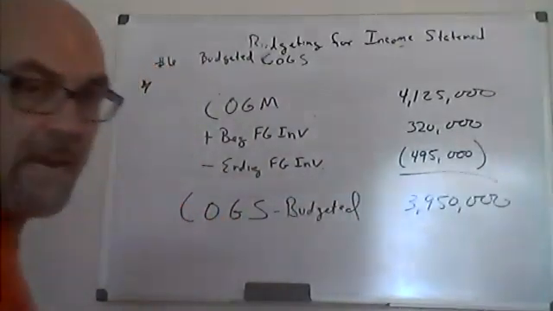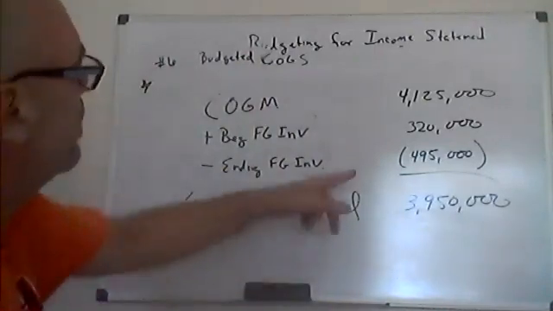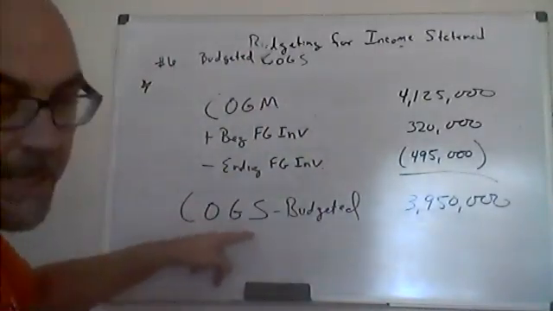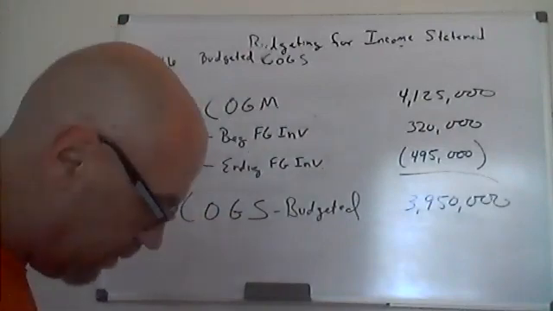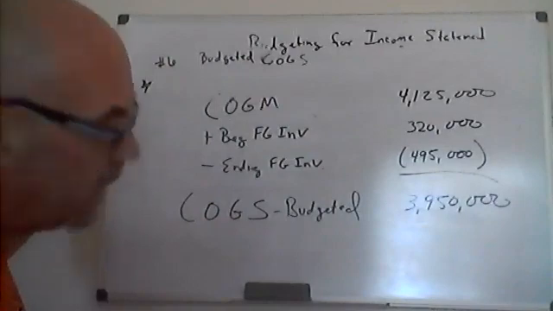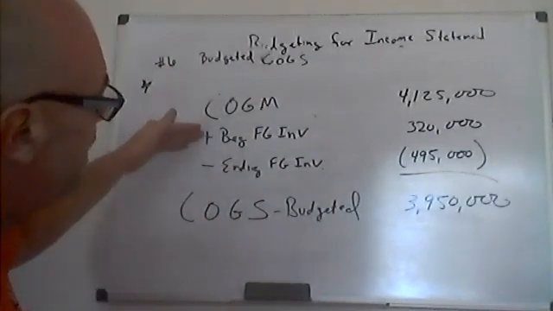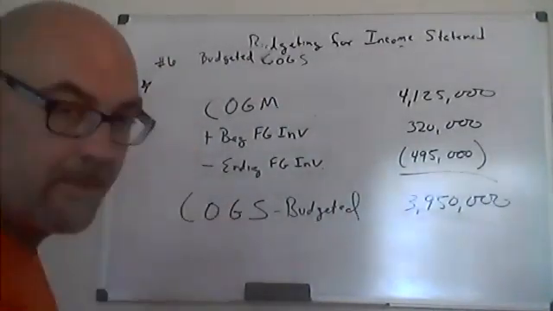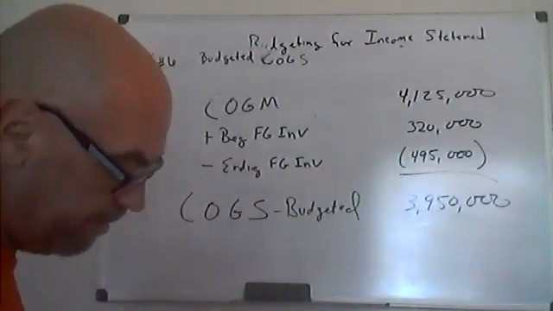Again, remember, we are budgeting based off all of our estimated numbers. That gives us our budgeted cost of goods sold. Okay, so those went together. Went to cost of goods manufactured. Then from there, plus beginning finished goods minus ending, you get cost of goods sold budget.